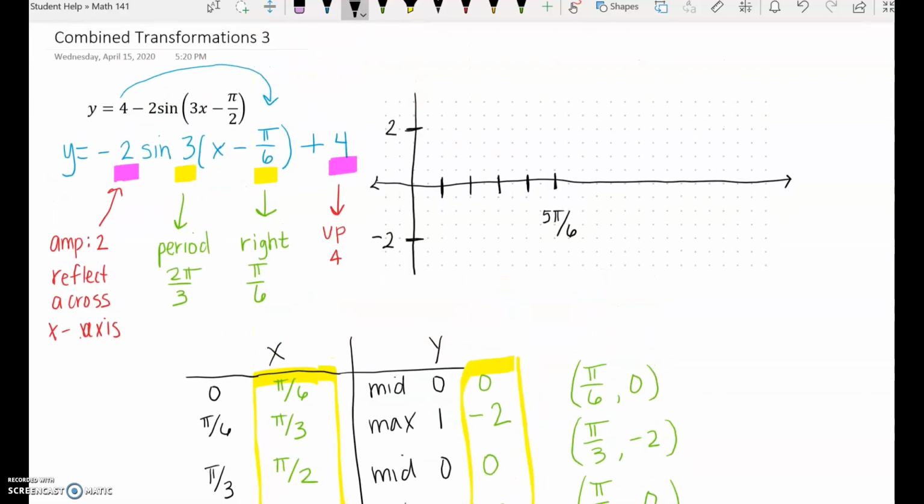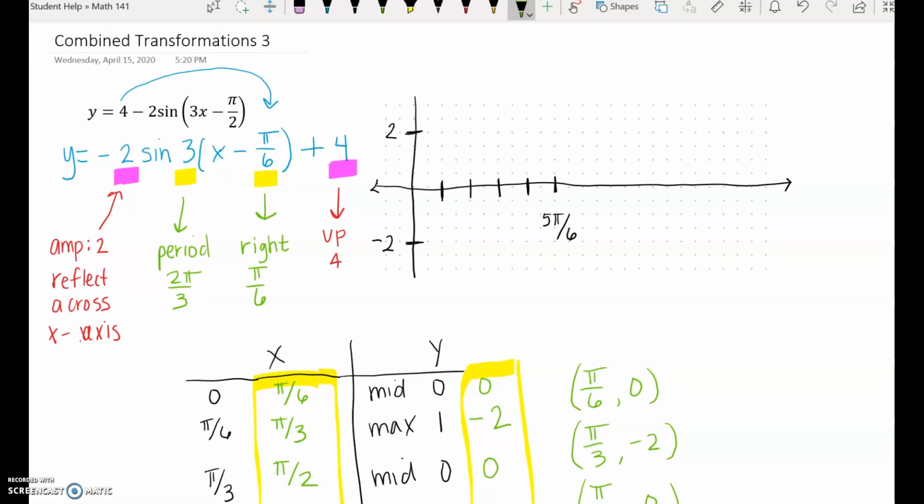Right. So putting my graph together, I'm starting at pi over 6, which is at the midline, going down to the min, back to the midline, up to the max, and then back down to the midline. So my graph, as you can see, is upside down from a normal sine graph. The amplitude has been stretched to 2 and -2, and then the whole graph has been shifted over to the right by pi over 6.